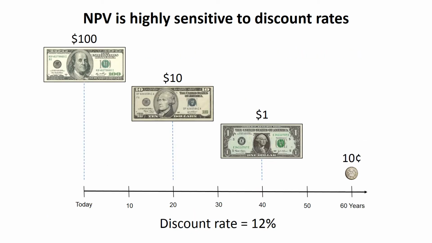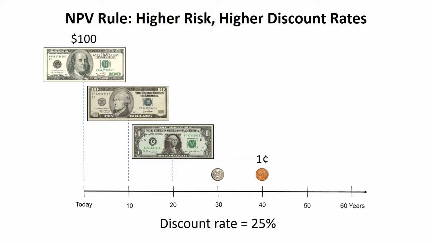So why is this loose connection between risk and discount rates a problem? Well, future values are sensitive to the discount rate, even at 2% as we saw previously. If we now use a discount rate of 12% to represent an investor's desired return, then $100 will be worth only $10 in 20 years' time, and only a dime in 60 years. For higher discount rates, the erosion of value is even more dramatic.